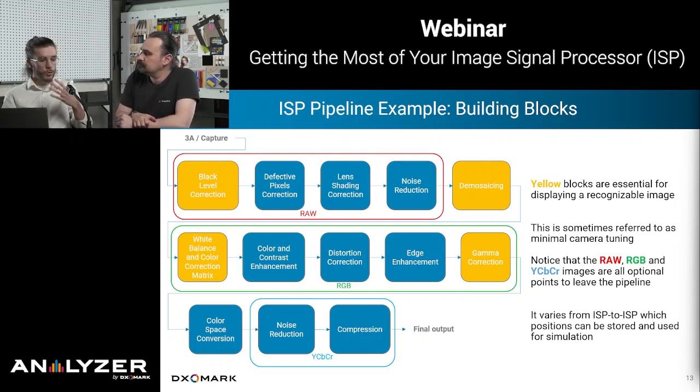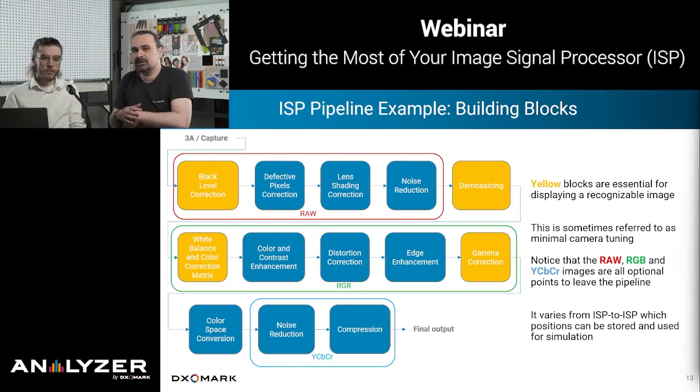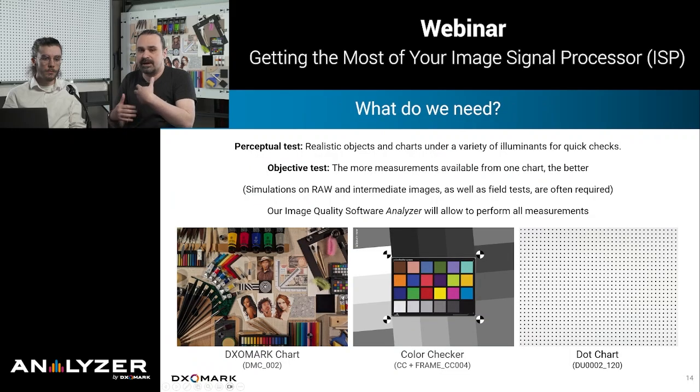So what do we need to achieve this ISP tuning, and what are we going to use today for our demo? As I mentioned, the first thing we need to do is get an image that looks like an image, but then we need to get an image that looks like the scene. So we need the scene. So we need the target charts at the very least.